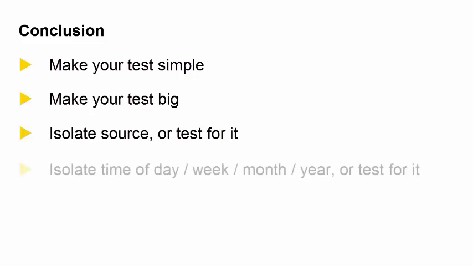And, of course, isolate for time of day, quarter, month, year, anything. Make sure again that you're testing them in parallel, or if you think that time is material, test for it. Don't test time as well as different button copy, for example.